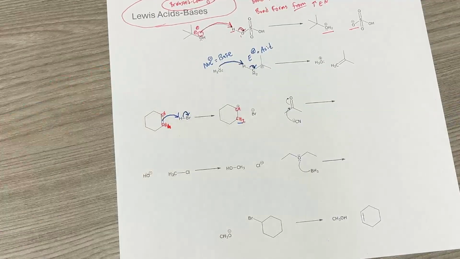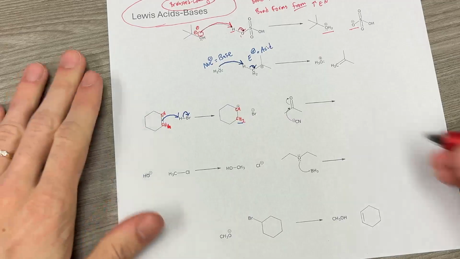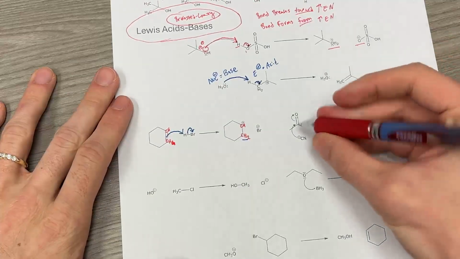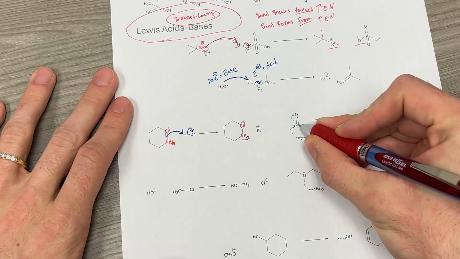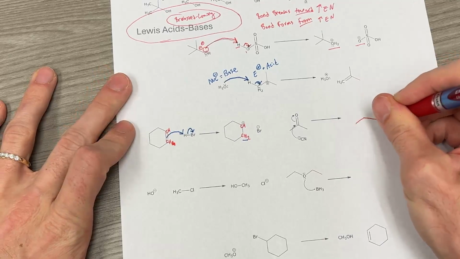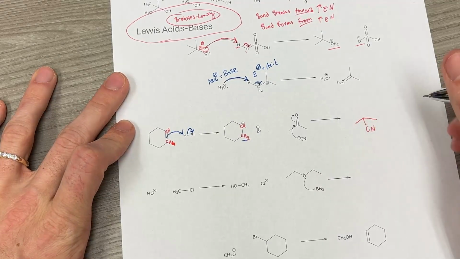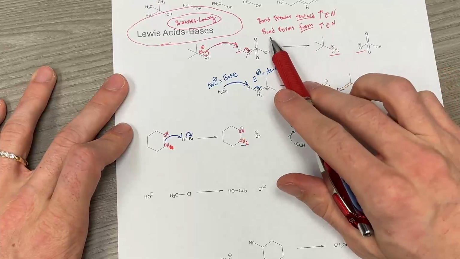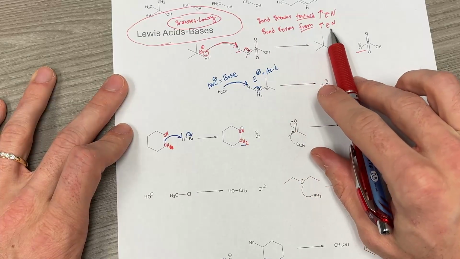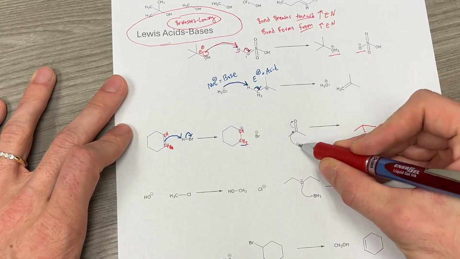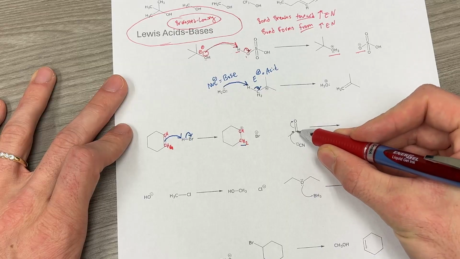Let's do one where we see the arrows. We see one bond forming. A carbon attacks a carbon. This means that in my product, I should see a new carbon-carbon bond. This also goes against our rules. Bonds form from a more electronegative atom. Carbon is not more electronegative than carbon.